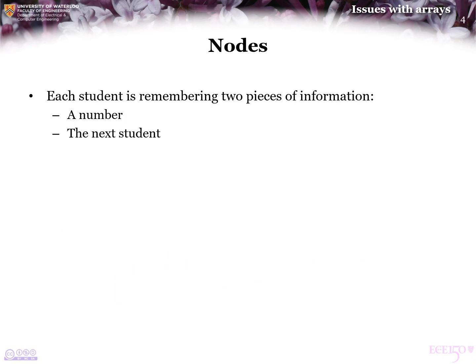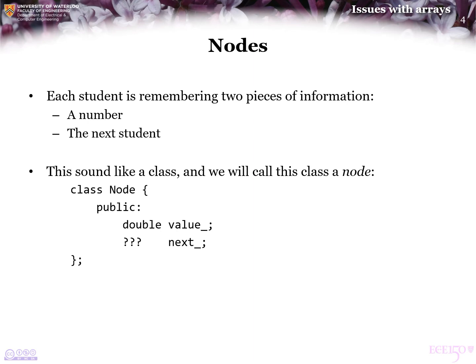Now, each student here is remembering two pieces of information, a number and the next student. This sounds a lot like a class. This class is one that we will call a node. Now, for simplicity, we will simply make everything public for now, and the value that is remembered will be a double, and that will allow you to quickly distinguish the value that is being remembered. So any floating point number with a decimal will be a value that is being remembered. But the thing is, how do we store what comes after this particular node?